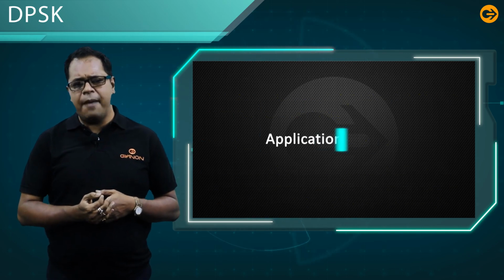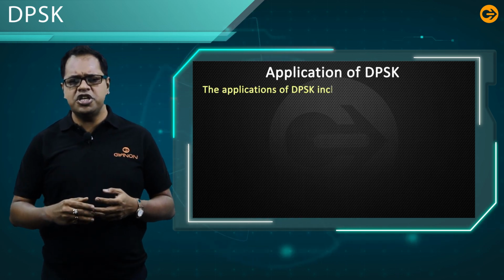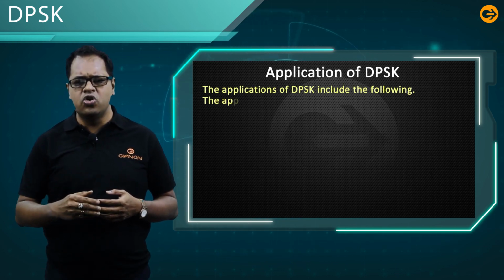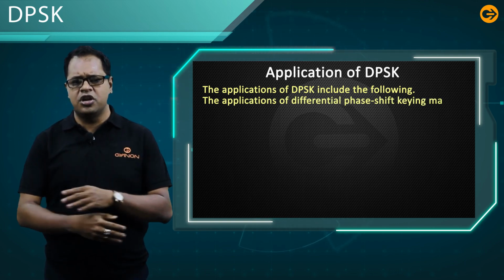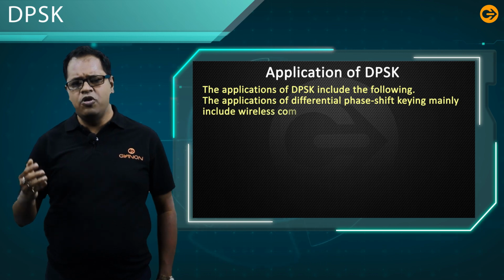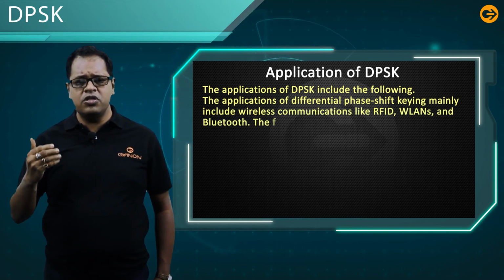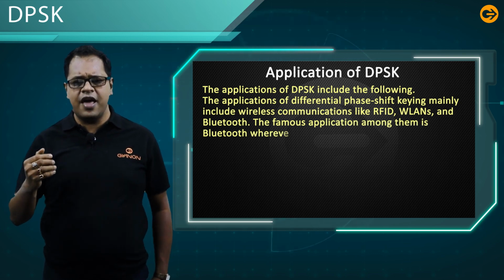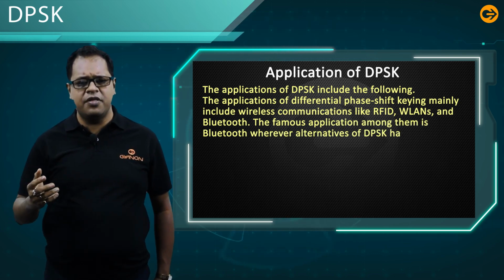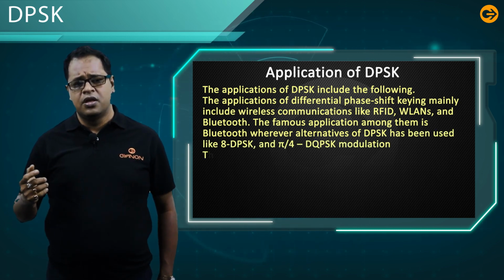Now let us discuss the application of DPSK. The applications of differential phase shift keying mainly include wireless communication like radio frequency identification or RFID, WLAN and Bluetooth. The famous application among them is Bluetooth, wherein alternatives of DPSK are used, like 8-DPSK and pi/4 DQPSK modulation.